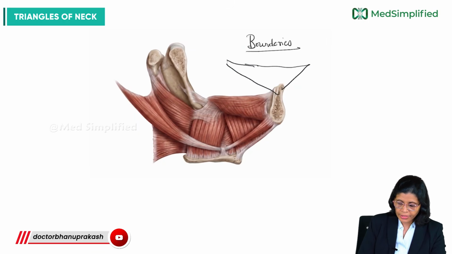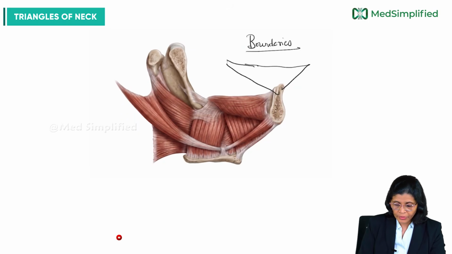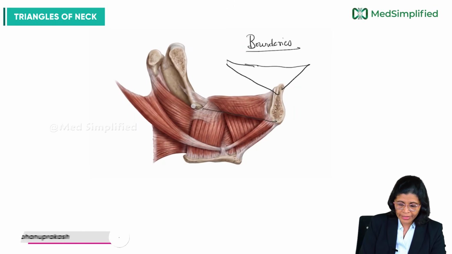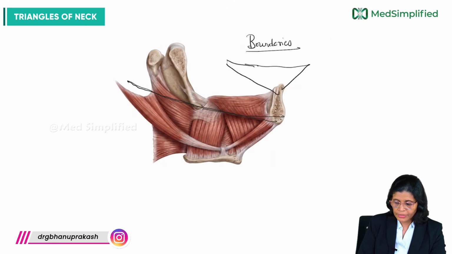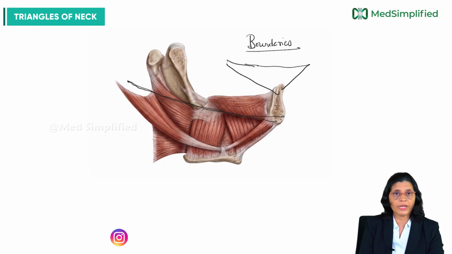Okay, so here it is basically formed by the base of the mandible, that is the lower border of the mandible here, and the line extending from the angle of the mandible up to the mastoid process. So, that will form the base of the triangle. Okay, so base of the mandible with the line extending from the angle to the mastoid process.